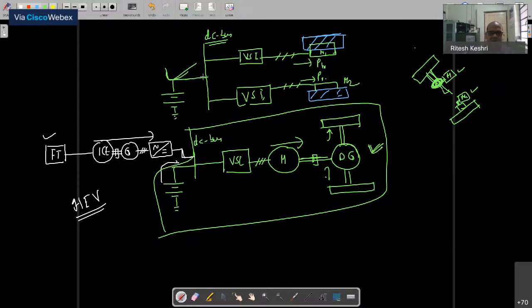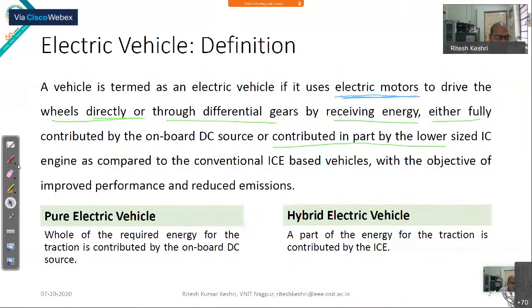Okay, then next we go to the definition. So we understand from where we are receiving the energy. It could be the onboard DC source, or we receive the energy from the IC engine side. Definitely, if you are going to receive a portion of the energy from the battery, then you will not use the fuel tank of that side.